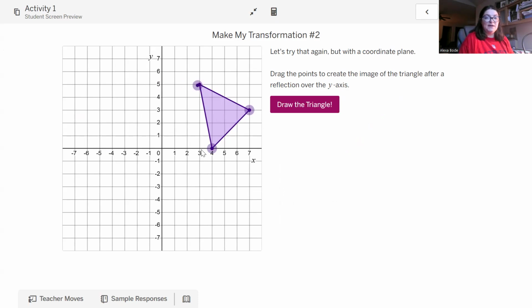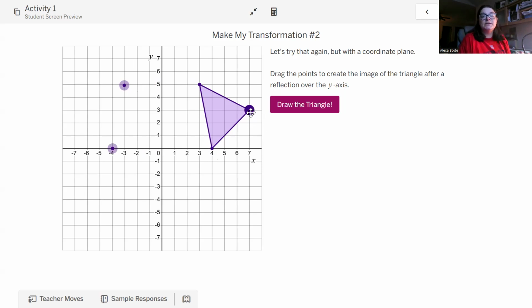And notice that if the x value is 3, I want it to be 3 away on the other side. I can also just count 1, 2, 3. It's going to move 1, 2, 3 on the other side. This bottom point that's at 4, 0, it's going to stay on the x-axis and just flip over to the other side of the y-axis. Notice I can count 1, 2, 3, 4 units away from the y-axis. So it's going to go 1, 2, 3, 4 units away on the other side.